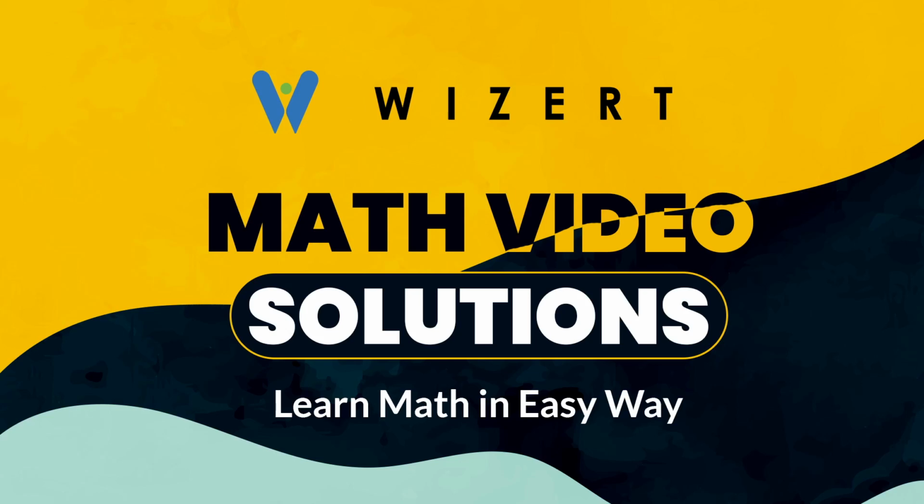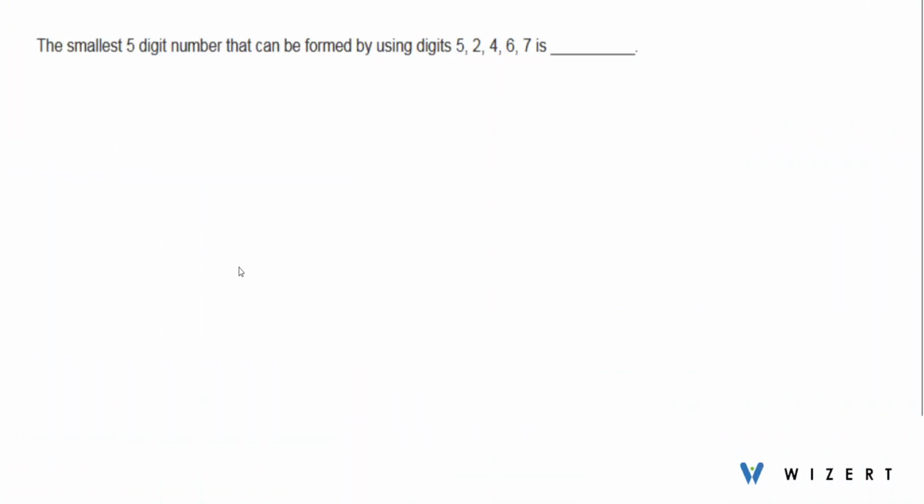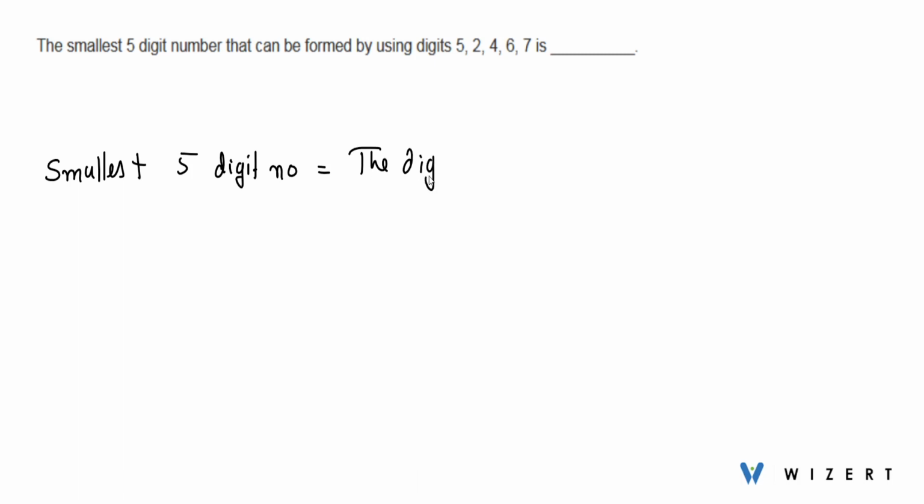So let's begin. According to the question, we have to find the smallest 5-digit number that can be formed by using the digits 5, 2, 4, 6, 7. So this is a very simple question. The smallest 5-digit number will be equal to the digits arranged in ascending order.